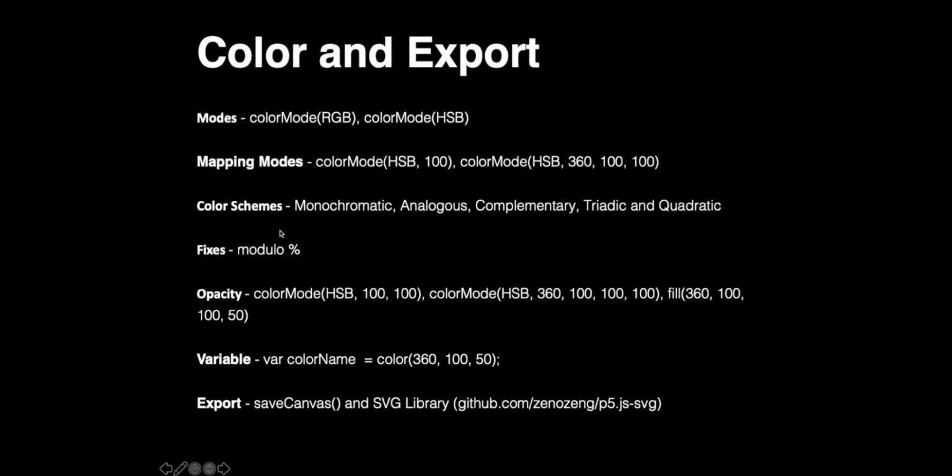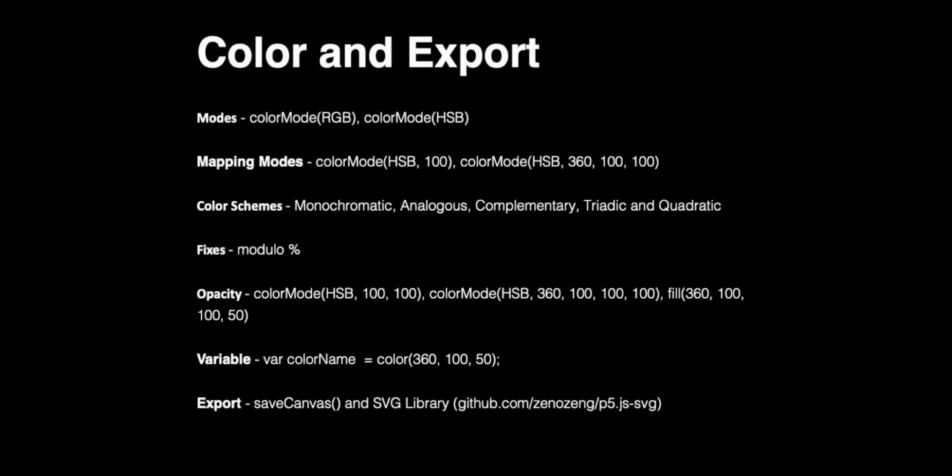Color schemes. We're going to talk about how we can create these different color schemes that we've talked about earlier in this video using P5 as the tool to generate them. We're going to learn how to do monochromatic color schemes, analogous color schemes, complementary, triadic, and then we'll talk about quadratic too. There is a little bit of an issue if you have a hue value that goes above 360 degrees, then it's going to just get stuck at the red value.